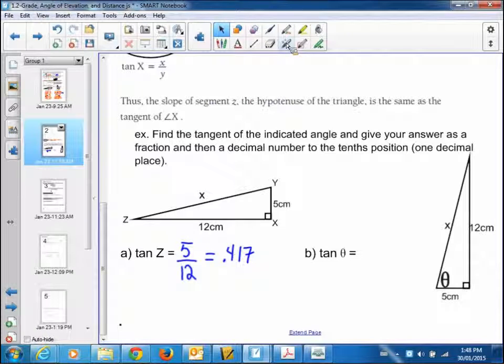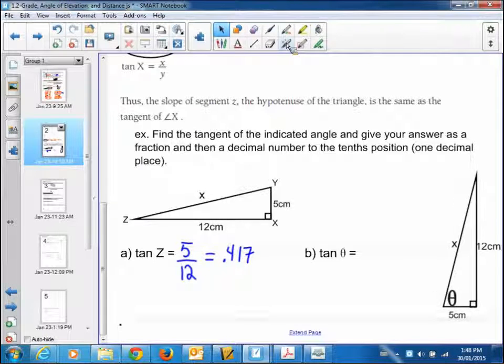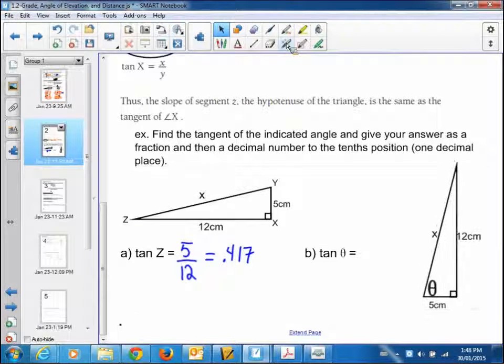Can you guys do the tan of theta? Oh, that's right. This thing here, so the opposite is 12, the adjacent is 5. It's the same triangle, I'm just asking you for the other angle. Okay, so go for it right now. Tan is what over what, and then give me a decimal number.